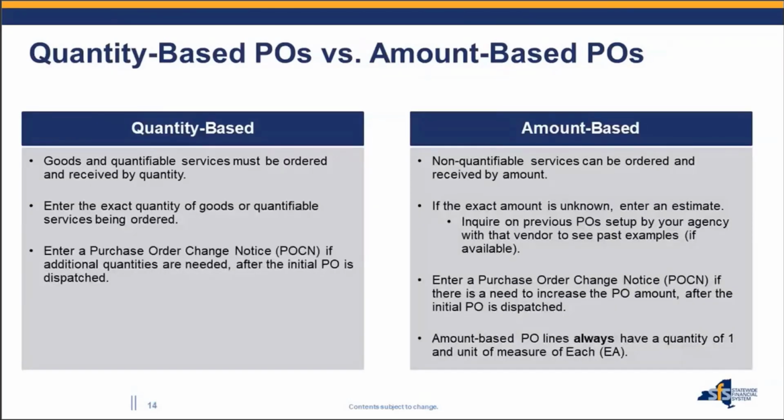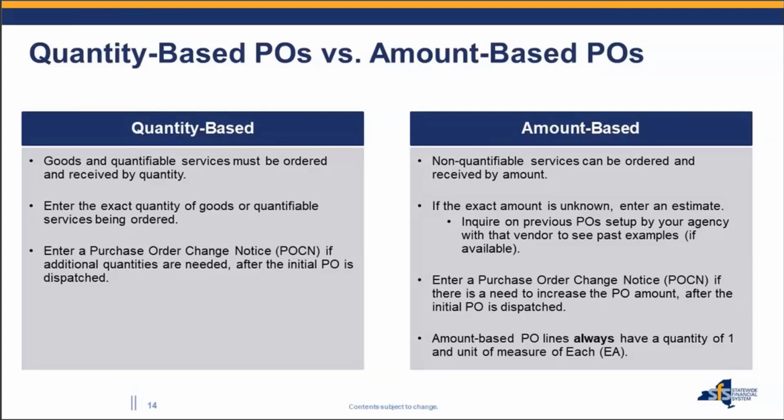So back to the quantity-based purchase orders versus amount-based POs. A quantity-based purchase order is when a good or quantifiable service is being ordered and can be received by quantity. So this is the preferred method for establishing purchase orders when possible, especially when ordering commodities. You want to enter on your purchase order the exact quantity of goods or those quantifiable services being ordered, such as those admin services purchase orders that I touched on earlier. If you have an exact amount of hours anticipated for those administrative services, or even an estimated amount of hours that you can put and quantify on your purchase order, that is the ideal process.